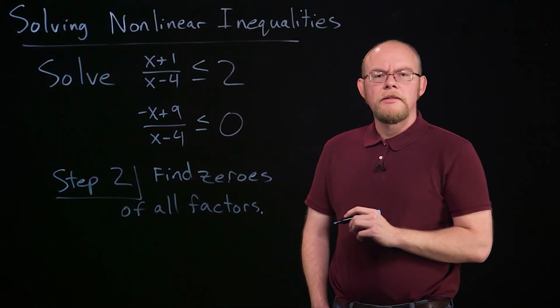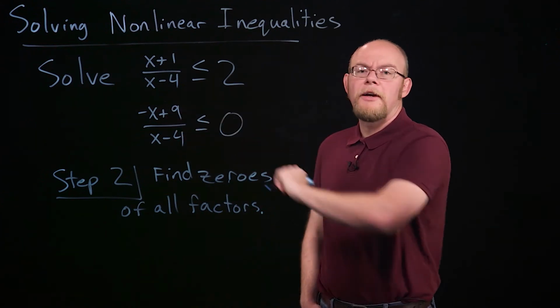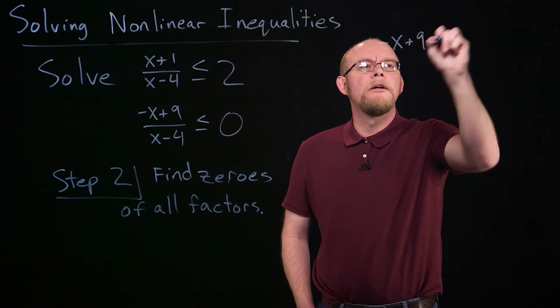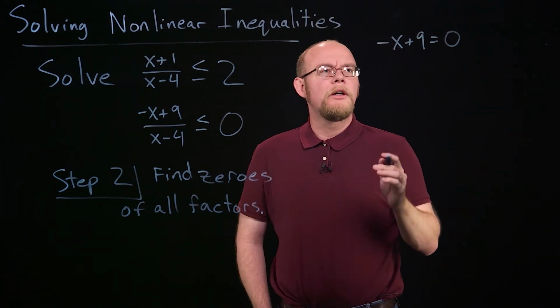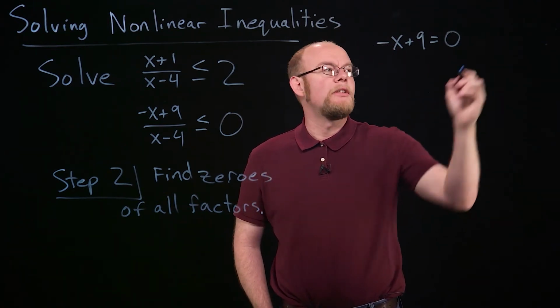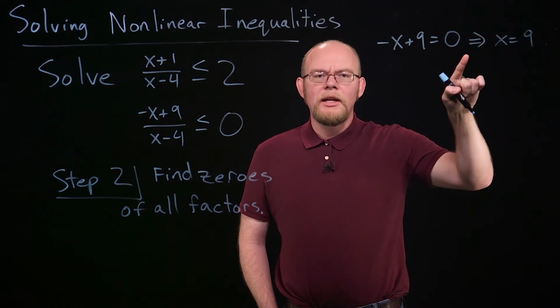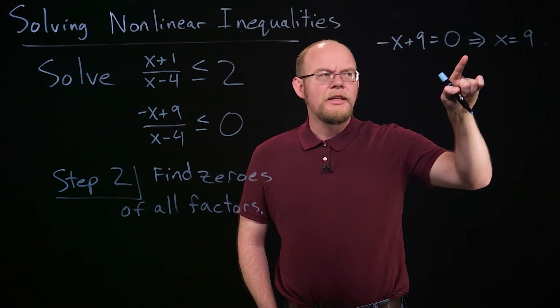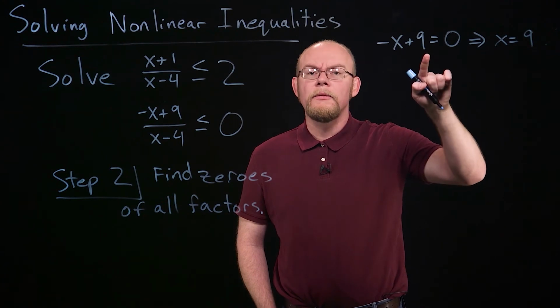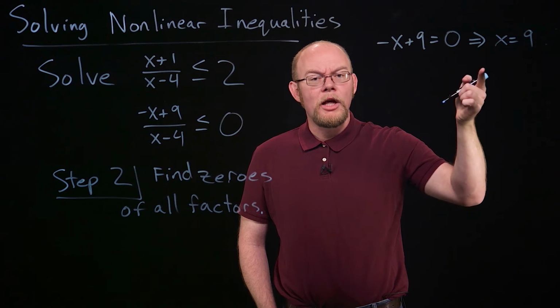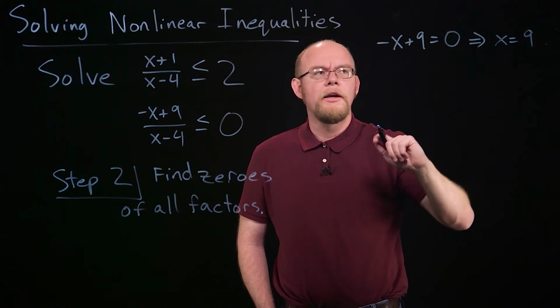Now, in this case, this is relatively straightforward. So the top factor, or the numerator, that's just negative x plus 9 equal to 0. Well, when is that equal to 0? Well, I can add x to both sides, and I'll see that x needs to equal 9. Notice that I'm putting this special equals arrow. This is saying that this fact follows from the truth of this fact, okay? We're not saying that these are exactly equal. We're saying that they logically imply one or the other.